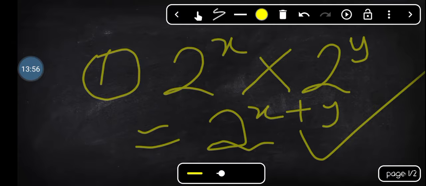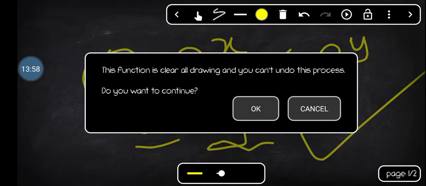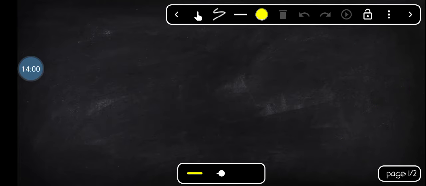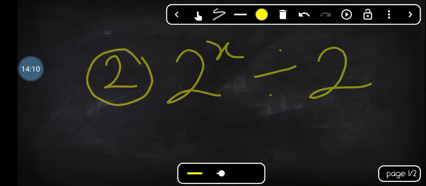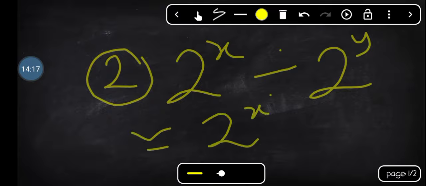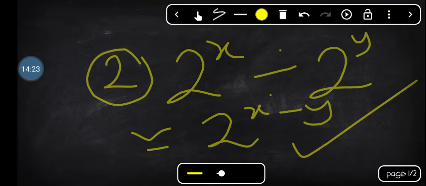Let's solve another question. Number 2: we have 2 raised to power x divided by 2 raised to power y. What do you think would be the answer? The answer will give us 2 raised to power x minus y. Very correct. Why do we have minus? Because we have division.